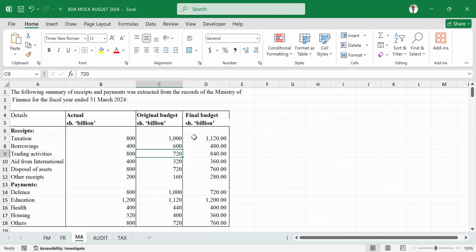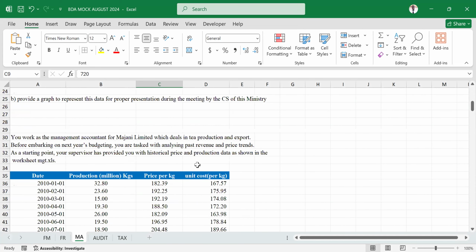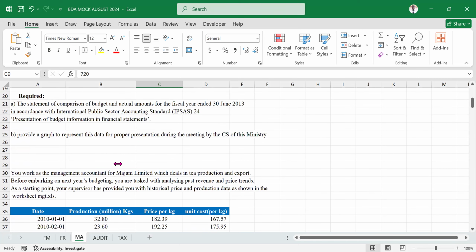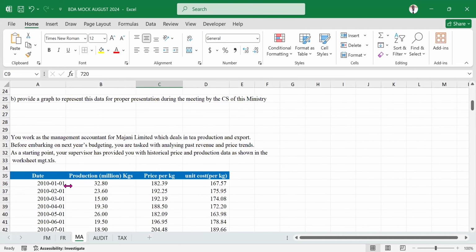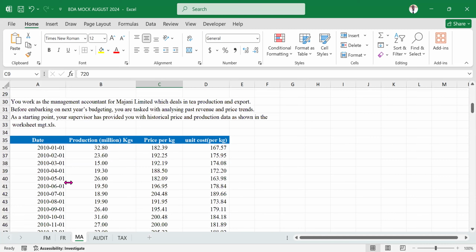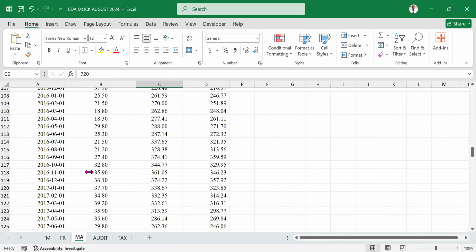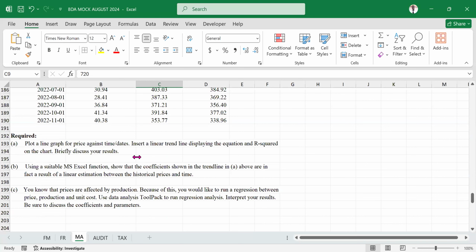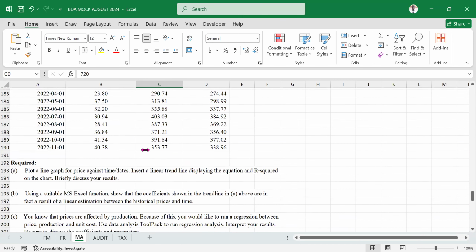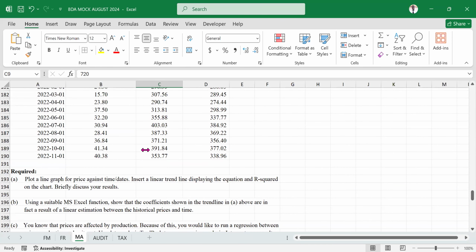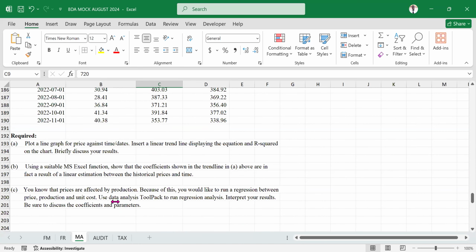So if you look at the second question here, where you are told you work as a management accountant, this, I believe, resembles something which we already did, where you are told to plot a line graph for price against time. This one we did. This is what we did about the April 2024, if I'm not wrong. April 2023, question number 22. It was the same question which we did.